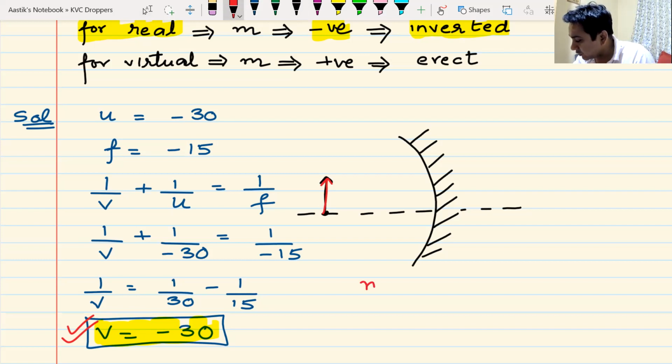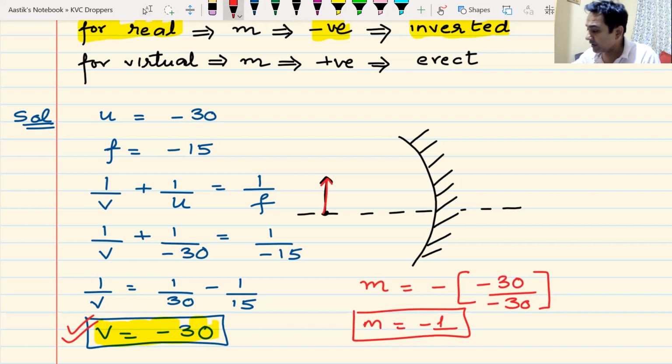If someone asks me what is the value of magnification, the value of magnification will be minus of v by u. v is minus 30. u is also minus 30. If I solve this, the magnification will be coming as minus 1. Minus indicating what? Minus indicating that the image is real. We understand this, yes or no?